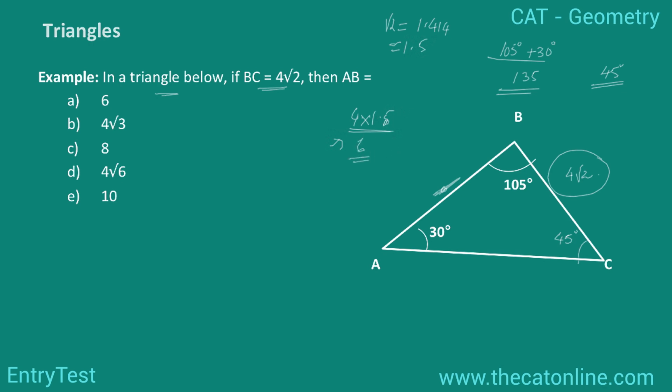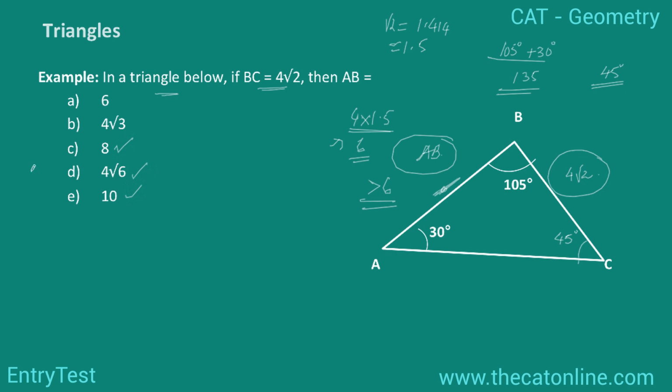So if I just look at it, this side, which is AB, has to be greater than 6, because the angle opposite to AB is greater than 30. If I look at the answer options and scan through them, 4 root 3 is greater than 6, 8 is greater than 6, 4 root 6 is greater than 6, and 10 is greater than 6.